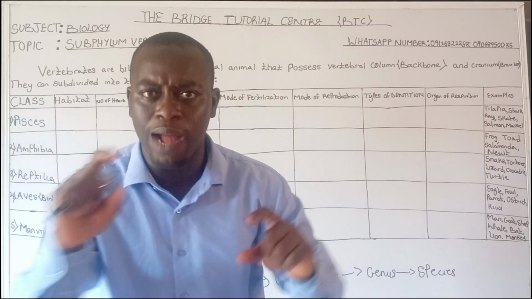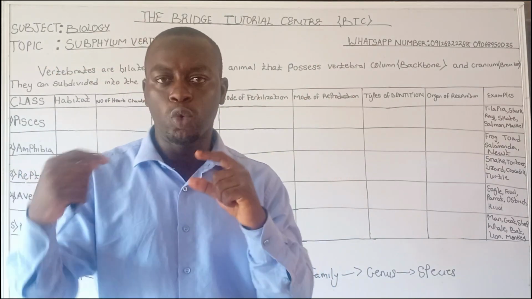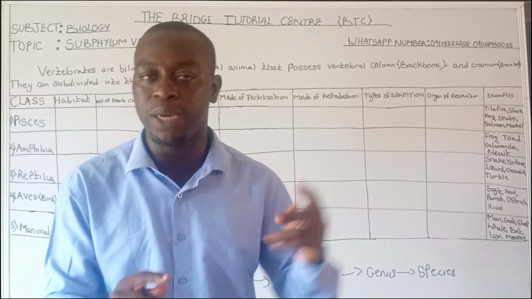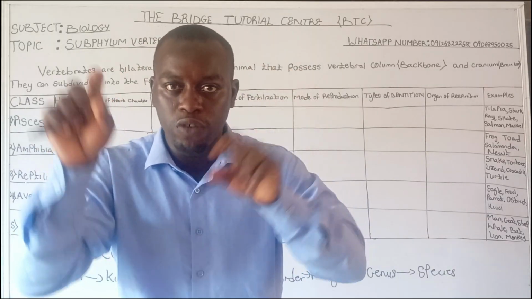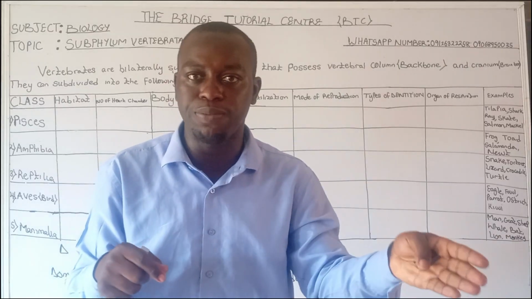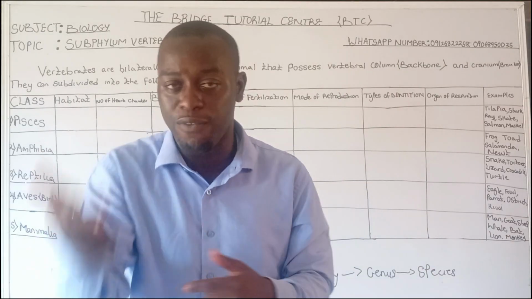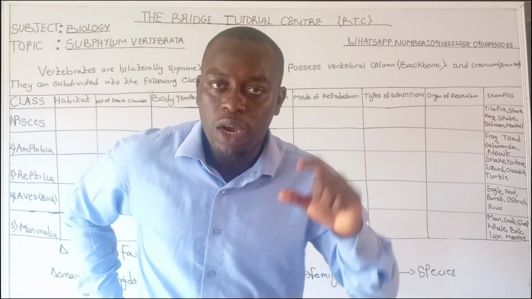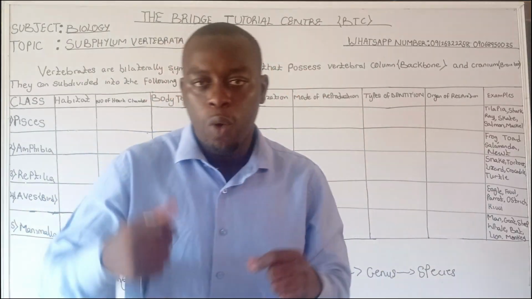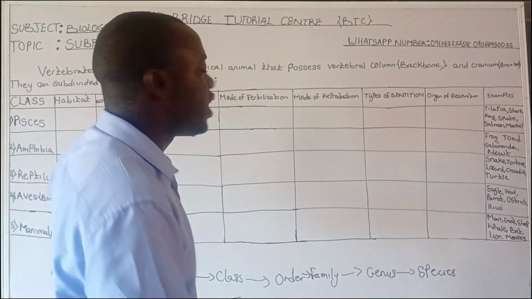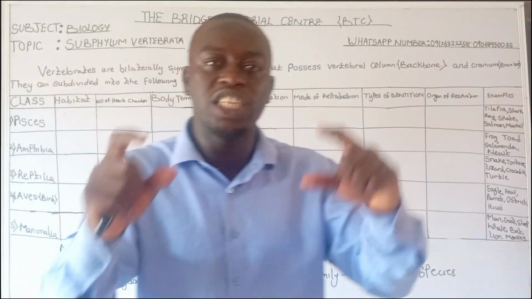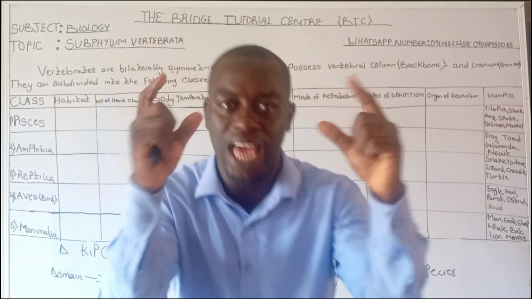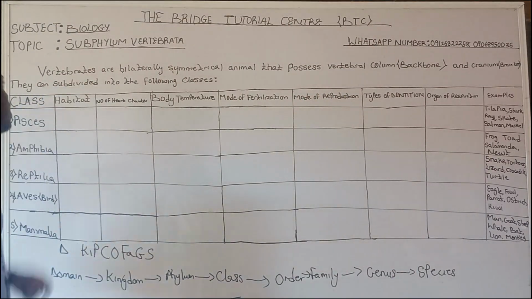Under your kingdom Animalia, it is subdivided into phyla. We have phylum, we have subphylum, and many other things between them, but we are not going there. Just take note of two major subphyla: Invertebrata and Vertebrata. Invertebrata contains organisms without a backbone, while Vertebrata contains organisms with a backbone, and that is where we are going today. So let's start.